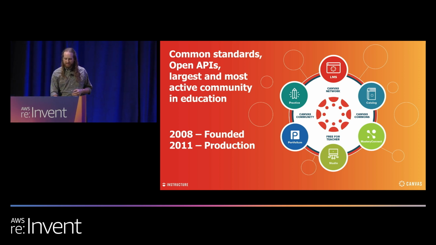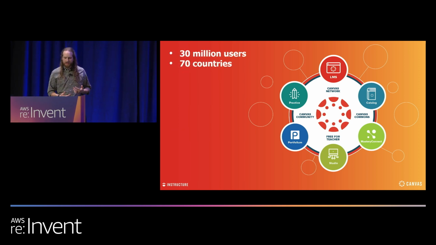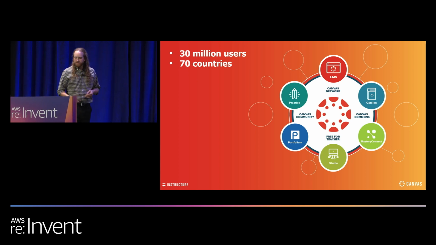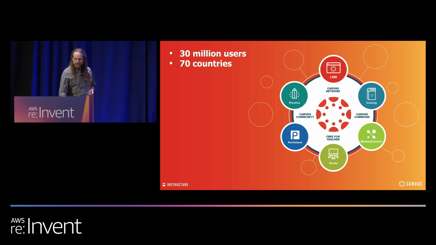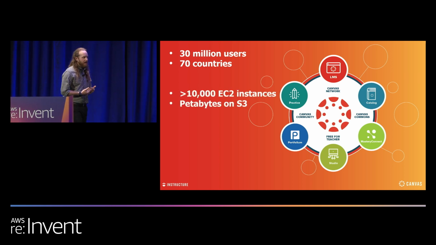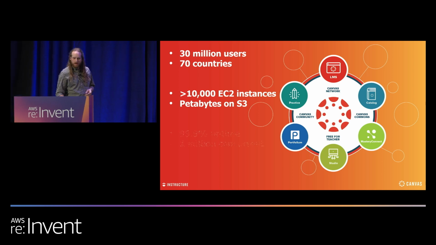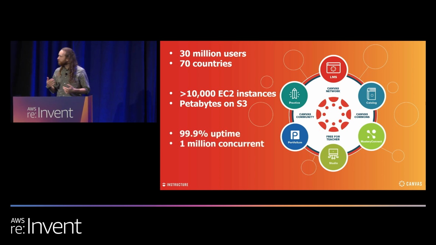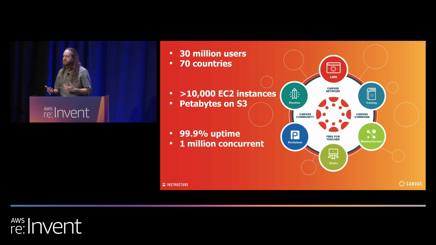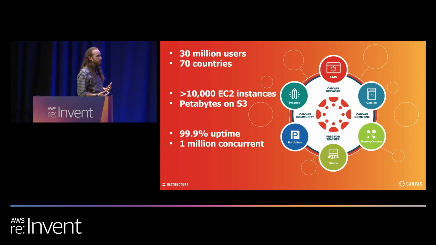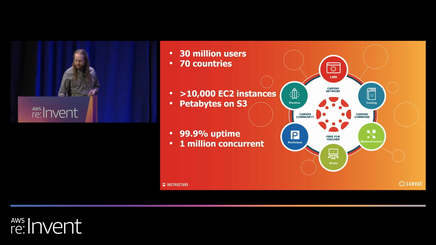We launched generally available production just 8 years ago, but since then we've grown to 30 million users in 70 countries. We operate over 10,000 EC2 instances at peak, and we've got a few petabytes stored on S3. Throughout this growth, we've maintained 3 nines of uptime, which we credit to our cloud strategy. It's enabled us to accommodate over 1 million concurrent users and to do so fairly cost effectively.